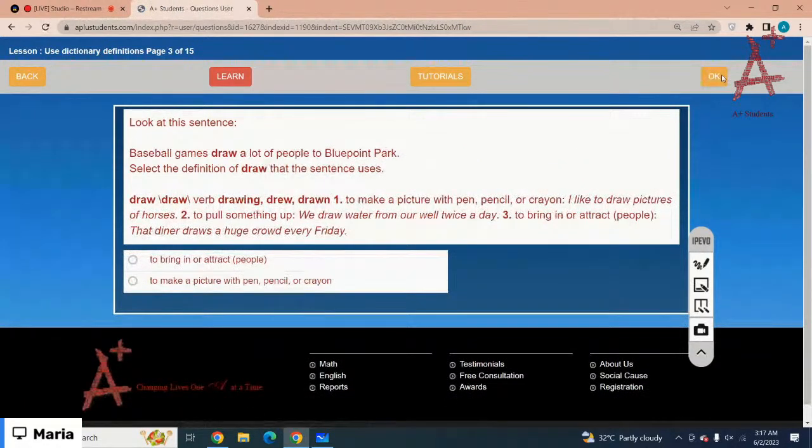Okay, look at this sentence. Baseball games draw a lot of people to Blue Point Park. Select the definition of draw that the sentence uses. So let's just see what is the meaning of the word draw.